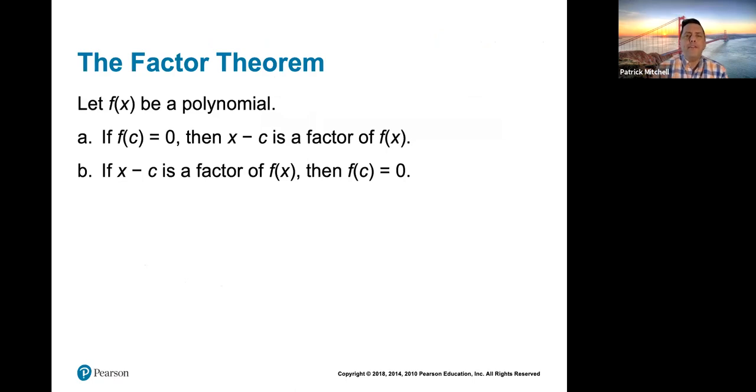If f of x is a polynomial, then basically I can summarize these two statements in one. This says basically that f of c equals 0 if and only if x minus c is a factor of f of x. So the way that we're going to use this is for factoring. Whenever we want to see if a given, let's say, binomial is a factor of a bigger polynomial, we will use synthetic division and see if the remainder comes out to be 0.